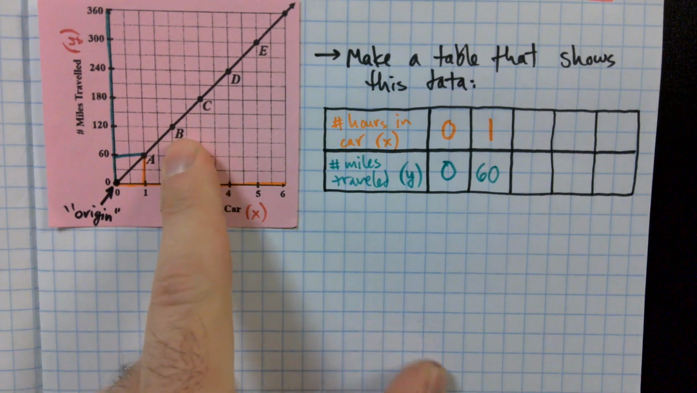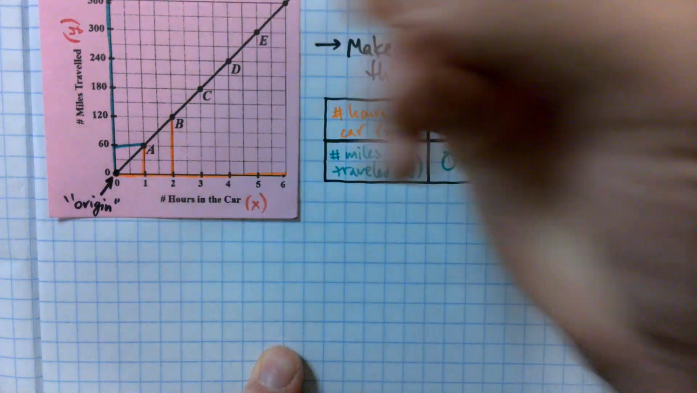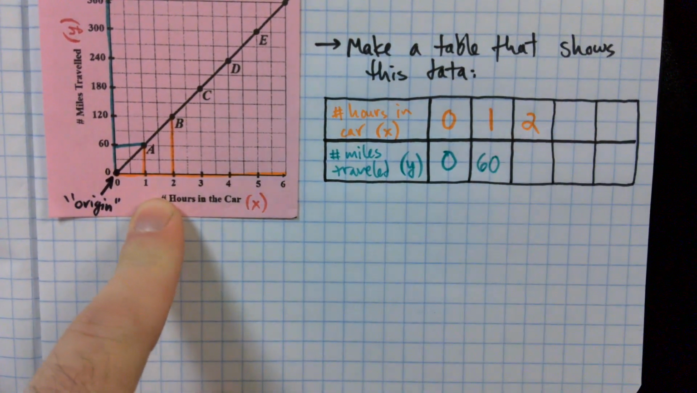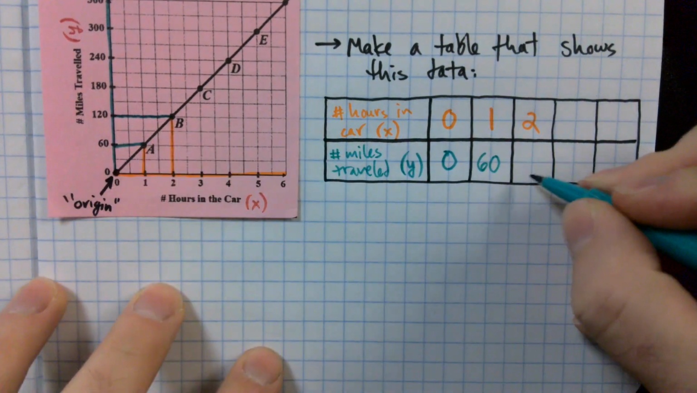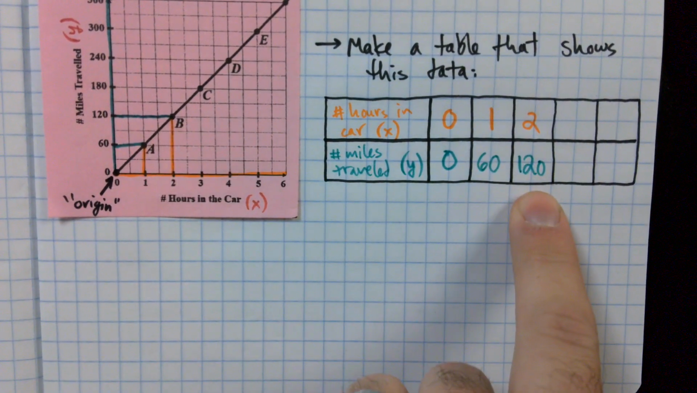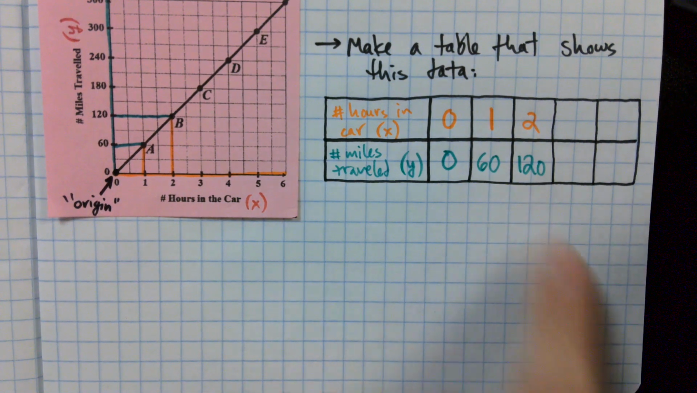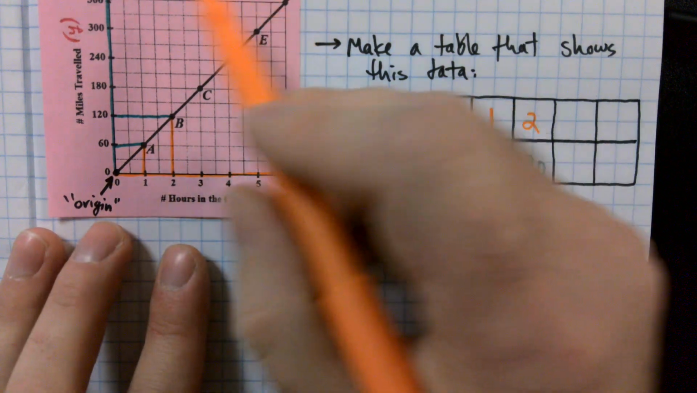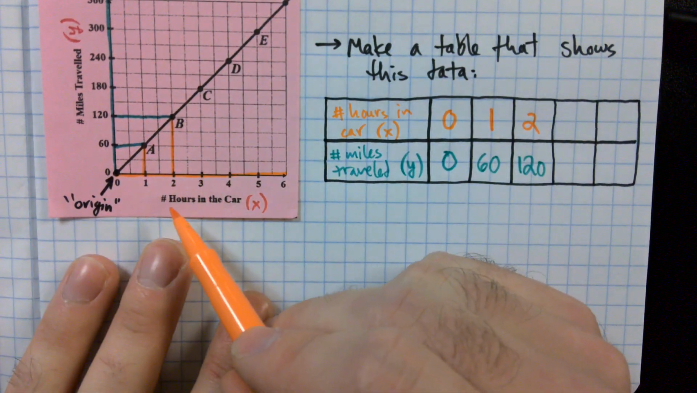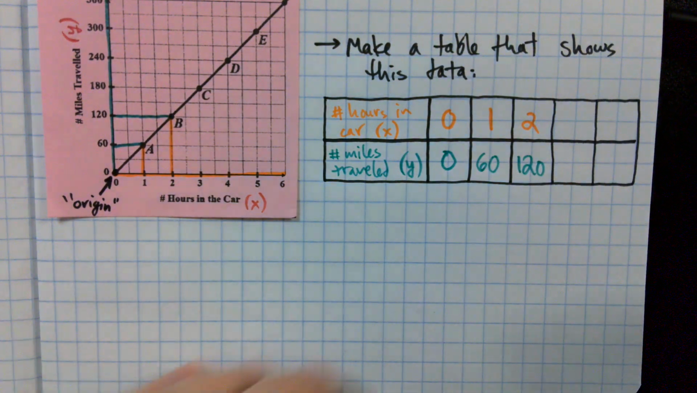Okay? If we look at point B, where does point B line up on the x-axis? If I look straight down to the x, where does it line up? 2. If I look over to the y-axis, where is point B at on the y-axis? 120. So how many miles have you traveled in 2 whole hours? 120 miles, right? We're just getting practice understanding what we're even looking at, right? Because we're going to see graphs tomorrow that are going to have some words down here, some words over there, and we got to figure out what it's even talking about, all right?